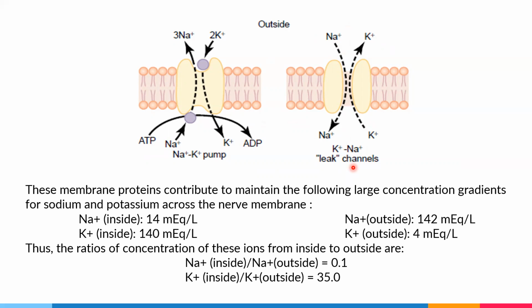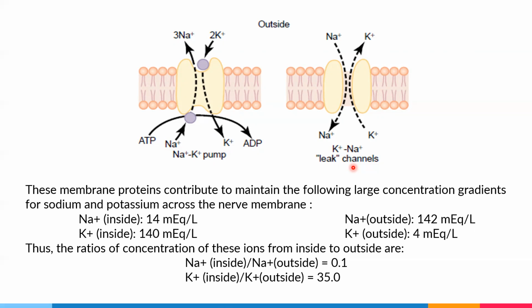These membrane proteins contribute to maintaining large concentration gradients for sodium and potassium across the nerve membrane. As we have seen, the sodium concentration inside the cell is 14 milliequivalents per liter, whereas outside it is 142 milliequivalents per liter. In the case of potassium, the concentration inside is 140 milliequivalents per liter, whereas outside it is 4 milliequivalents per liter. This concentration gradient is actively maintained via the sodium potassium pump, and the leak channels also play a passive role in this maintenance.